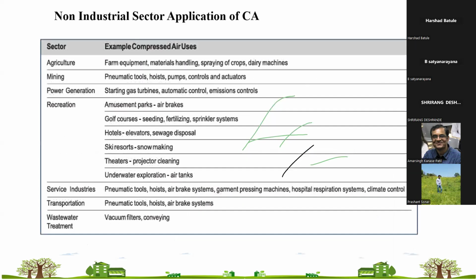So sorry, how is it used? You have mentioned here sewage disposal. In wastewater treatment, it is used for agitation purpose. Agitation, then majorly in agitators, STP plants. STP plants, in agitators kind of thing.